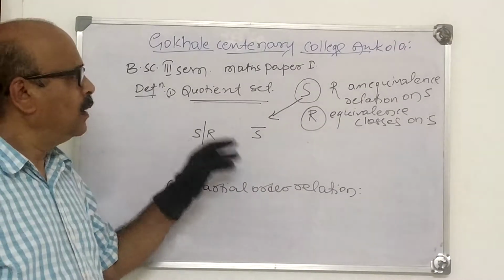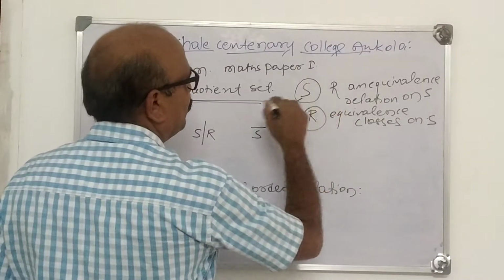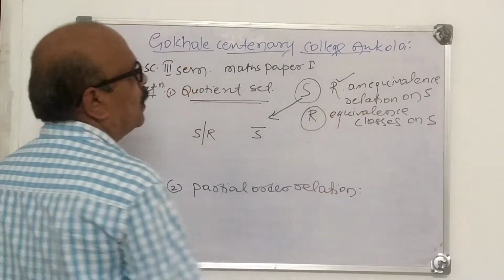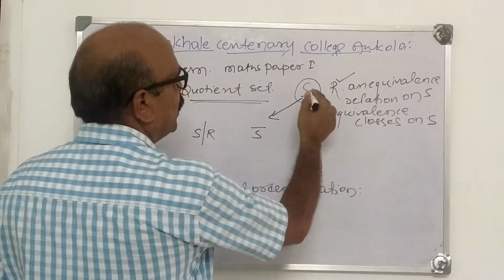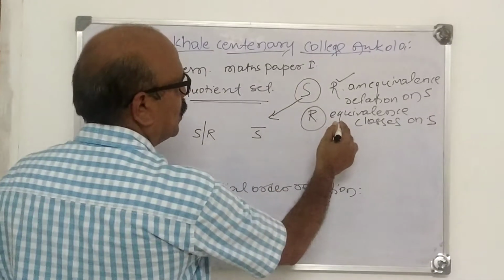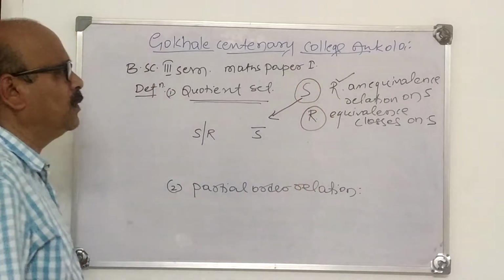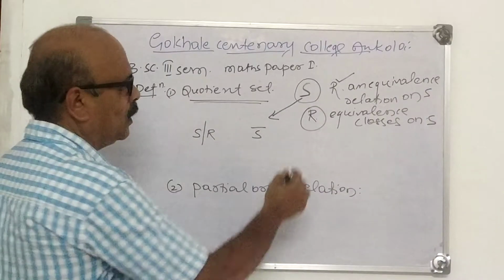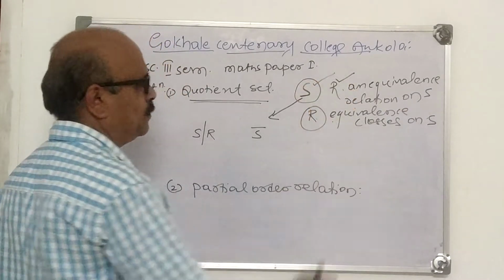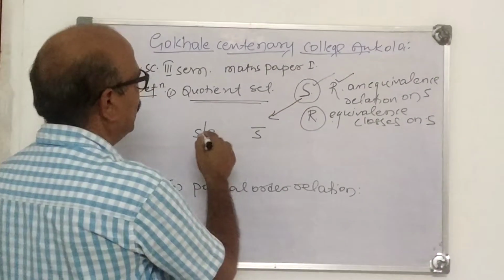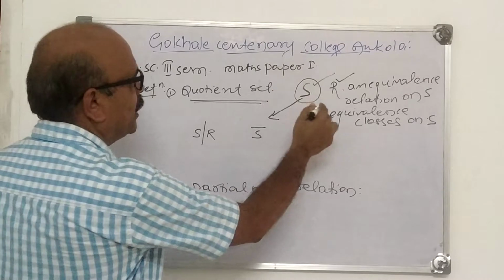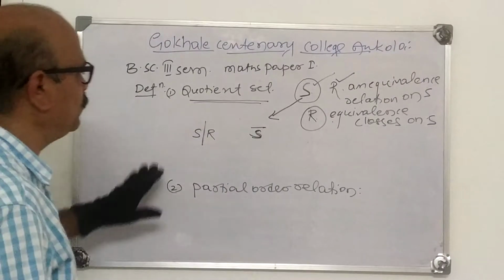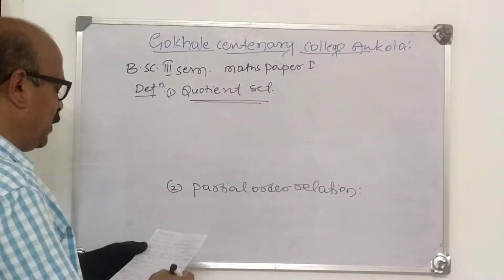Let me explain once again. Suppose S is a non-empty set, any non-empty set, R be an equivalence relation defined on S, then this equivalence relation defines some equivalence classes in S. That equivalence classes define a partition of S. And the set of all those equivalence classes which partition S is called the quotient set of S, determined by R and is denoted by S by R or S dash. This is the definition.